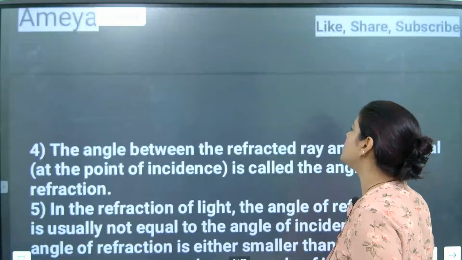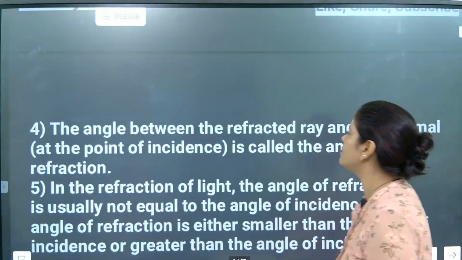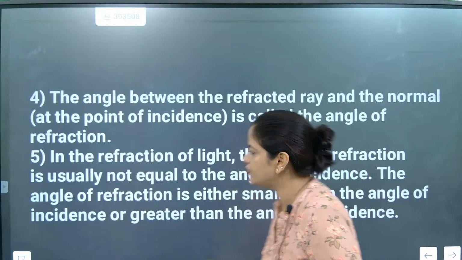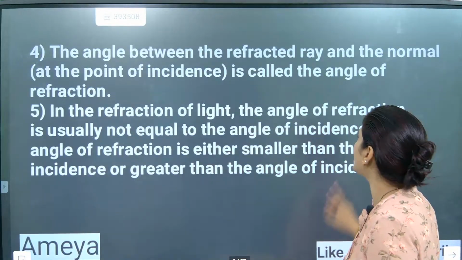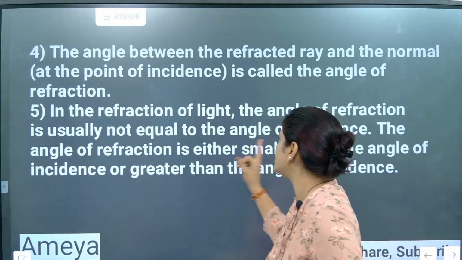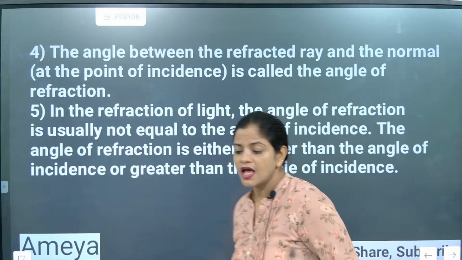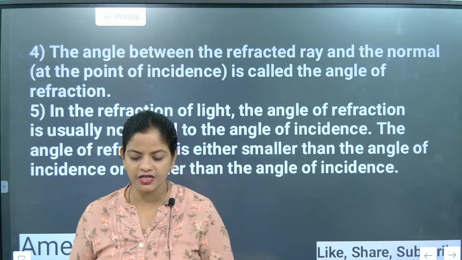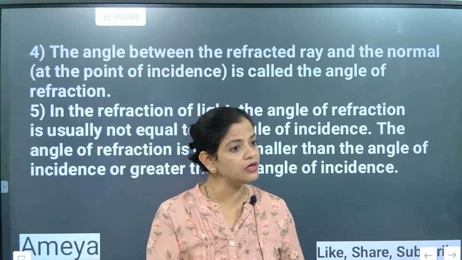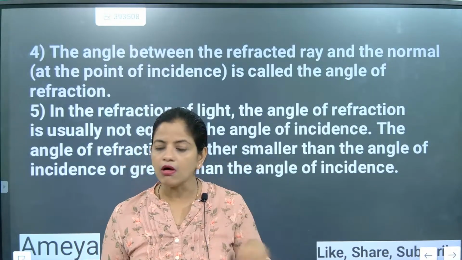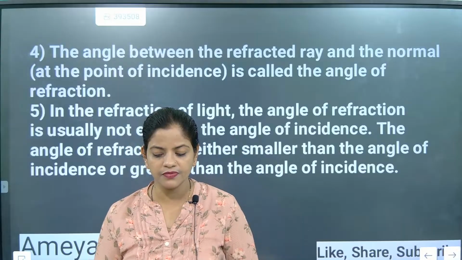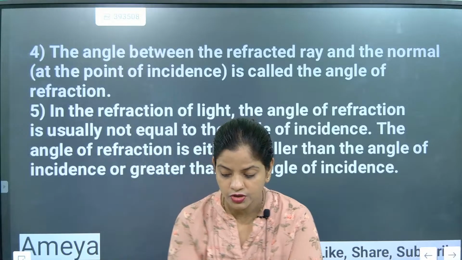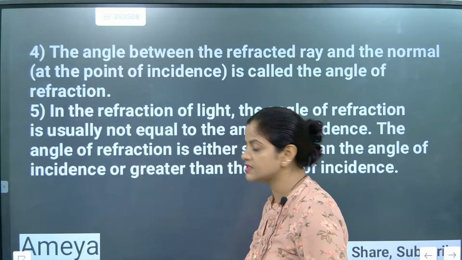The angle between the refracted ray and the normal ray is called the angle of refraction. We have already done this part. In the refraction of light, the angle of refraction is usually not equal to the angle of incidence. And this part also, angle of incidence is equal to angle of emergence. Correct, ma'am. And beta, we have learned one more thing. If you recall that part, in that section I explained another important point.